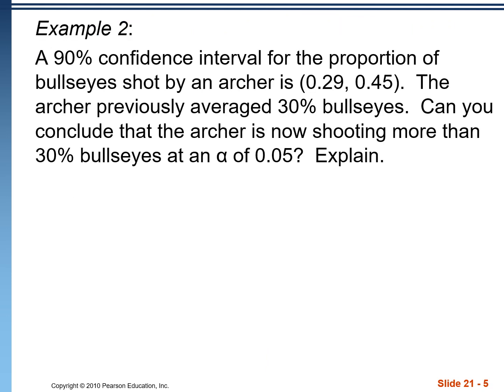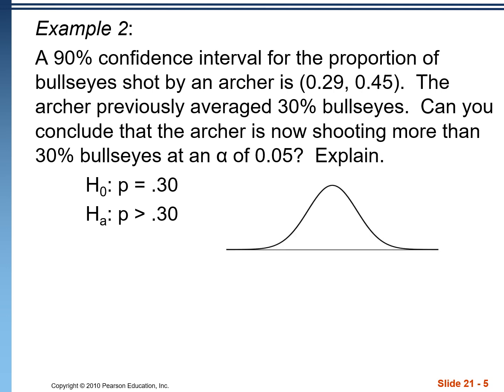For example, a 90% confidence interval for the proportion of bullseyes shot by an archer is 29% to 45%. The archer previously averaged 30% bullseyes. Can we conclude that the archer is now shooting more than 30% bullseyes at an alpha of 0.05? So our hypotheses would be: null hypothesis, the proportion is still 30% bullseyes. Alternative is that she's increased her proportion of bullseyes above 30%. Now, this is a right-tailed test because our alternative hypothesis says we want this to be greater than, to the right. Okay, so when it says up here that the alpha is 0.05, all 5% goes on the right side.